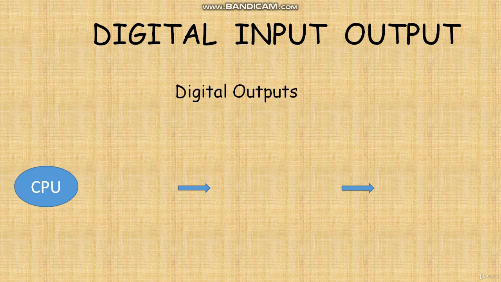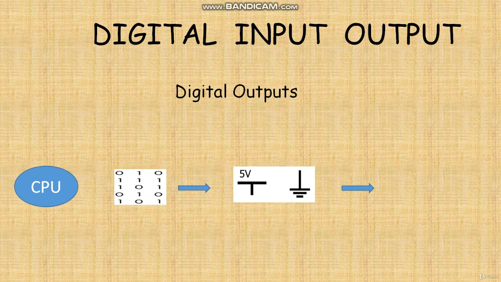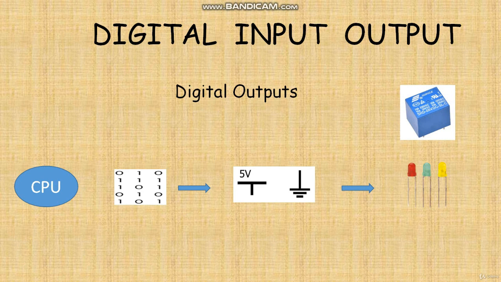A digital output is the same as a digital input. The only difference is the CPU, which will provide this voltage to an output device. With a digital output you can energize a relay, an LED, or a small buzzer.